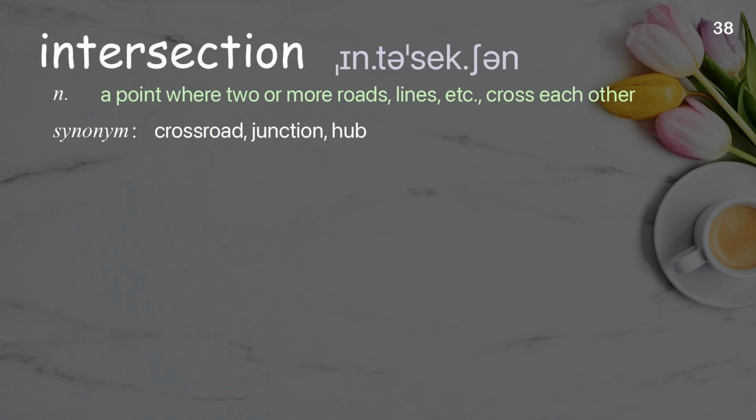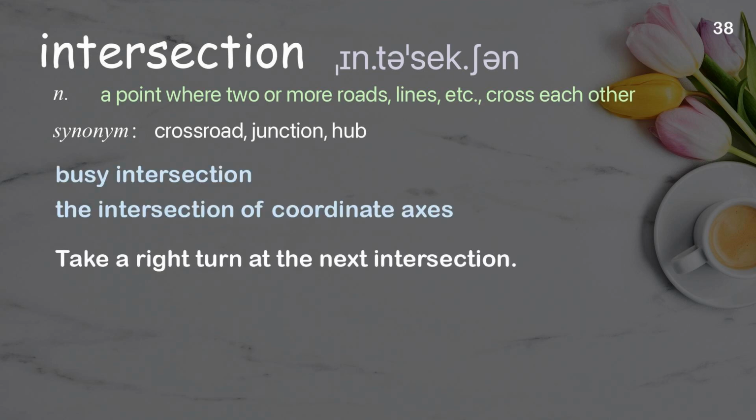Intersection. A point where two or more roads, lines, etc., cross each other. Examples: Busy intersection. The intersection of coordinate axes. Take a right turn at the next intersection.